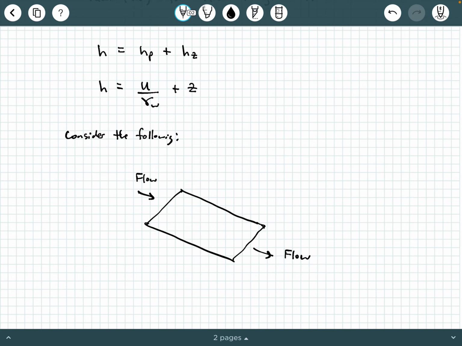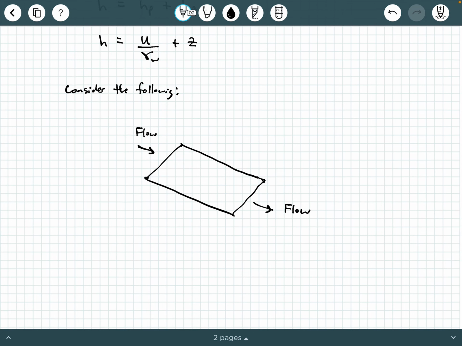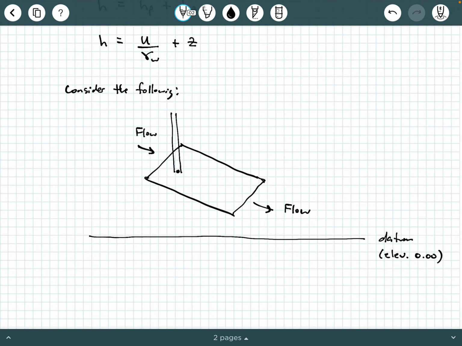All right, now let's say for a reference point, we have a datum down here. Okay, and let's call our datum elevation 0.00. Okay, so everything is going to be referenced from the datum. Now let's say that we insert two piezometers. Let's say we insert a piezometer here, and we'll call this point A.